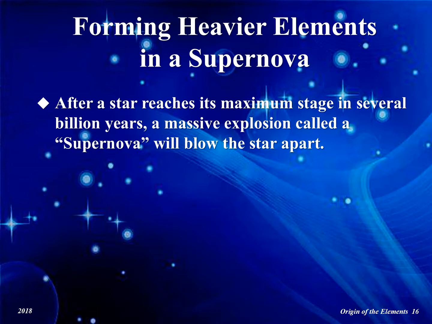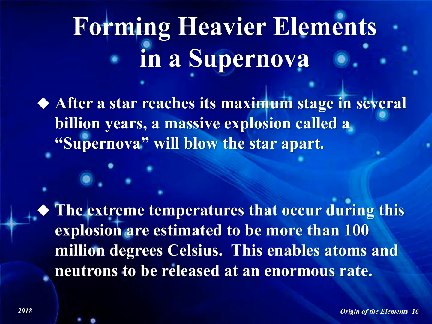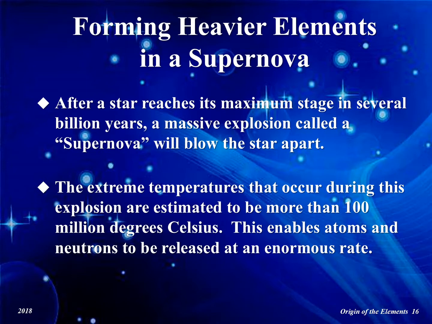This explosion is called a supernova, and it completely destroys the star. The extreme temperatures that occur during this supernova explosion are estimated to be more than 100 million degrees Celsius. This enables atoms, neutrons, and other subatomic particles to be released at an enormous rate.